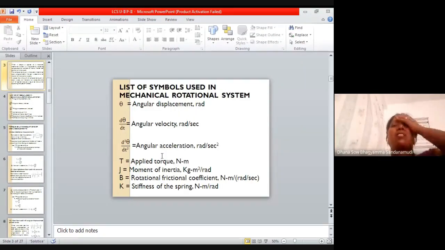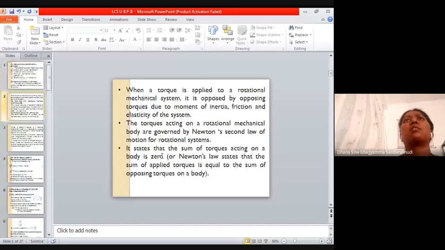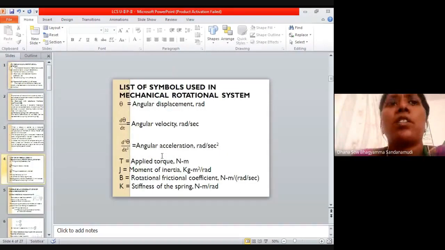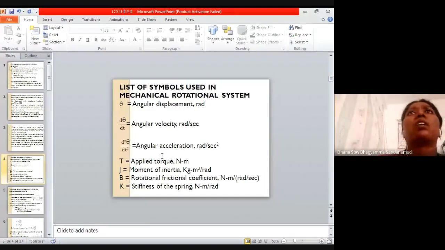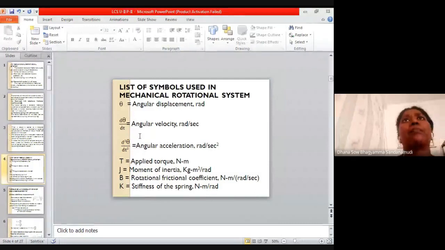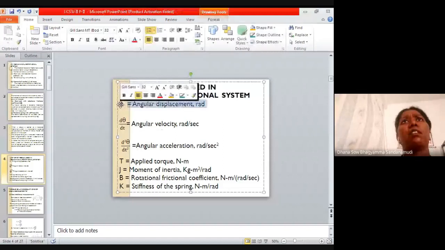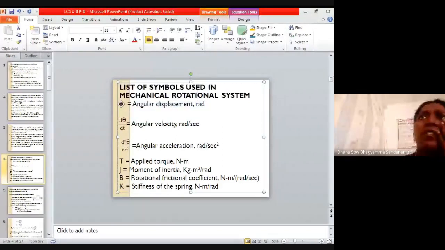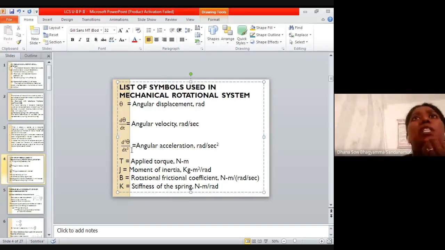Okay, so we have been discussing mechanical rotational systems. The symbols used in mechanical rotational systems are: the angular displacement, which is measured in radians and denoted by theta. Next is the angular velocity, which is measured in radians per second and denoted by d theta by dt. Angular acceleration is measured in radians per second square and denoted by d square theta by dt square.